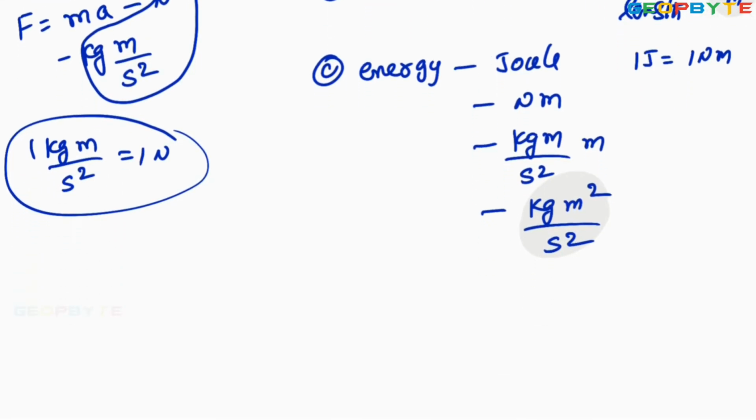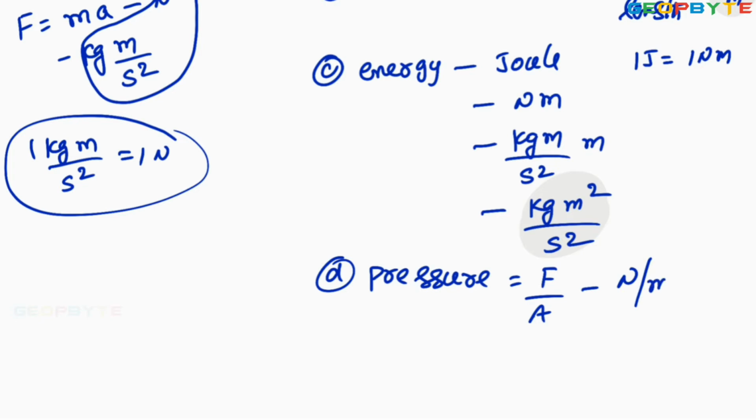Look at the last one, pressure. Pressure is equal to force per unit area. The force is in Newton, area is in meter square. Newton per meter square is the unit of pressure. Remember, pressure and stress both are maintaining the same units. I hope you clearly got my point. Let us go for the next problem.